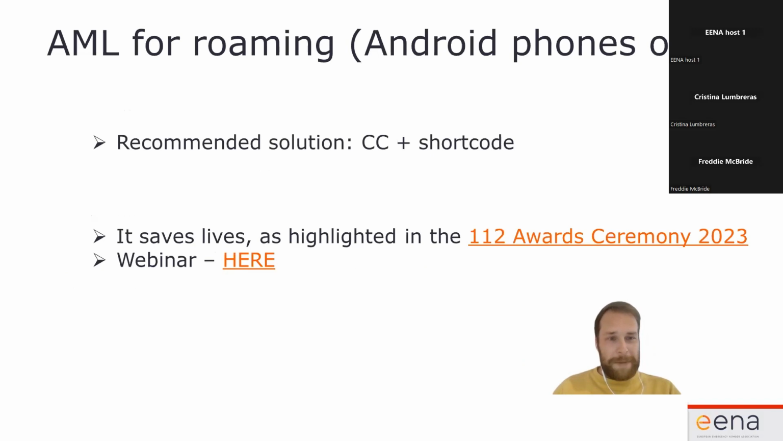Next is about AML for roaming. I just mentioned that it's something that is quite a hot topic, I would say. Of course, we all know the constraints with SMS, that technically it's a bit hard to route an SMS when roaming, because by default they go back to their own country. But there are a few solutions to make it possible to have AML for roaming. Here I speak only about Android phones, not about Apple phones, because for the moment, it's only on Android phones that AML is available when roaming.